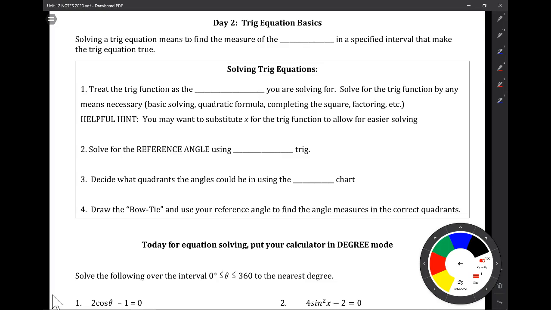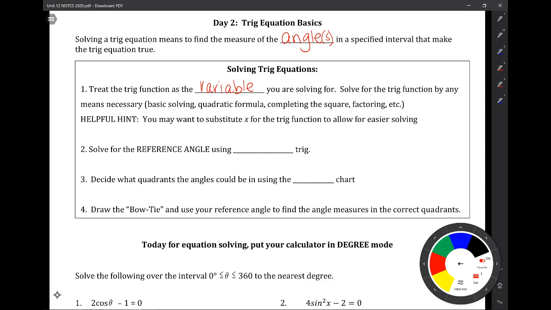All right, so solving trig equations, we aren't going to do too complicated ones. When you solve a trig equation, you are finding the measure of the angle or angles in a specified interval that make the trig equation true. We are solving for the angle measures, usually in degrees, but it could also be in radians, and we'll talk about that, I believe, on the last example today. When you're solving trig equations, you want to treat the trig function as if it's the variable that you're solving for. So we actually might use a method of substitution for some of the more complicated looking ones.